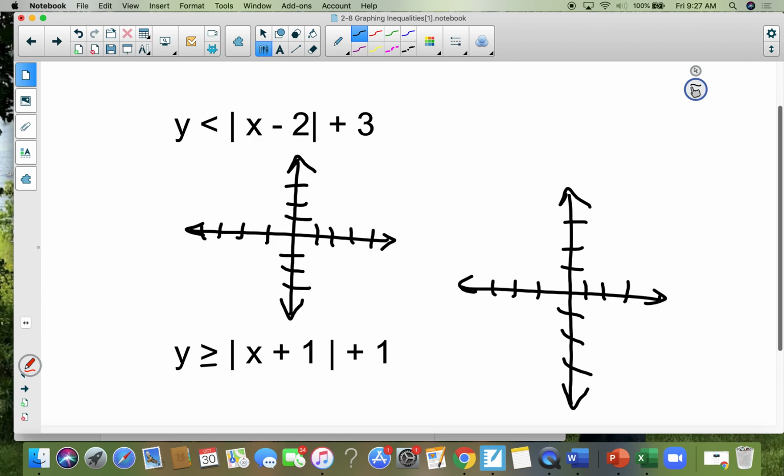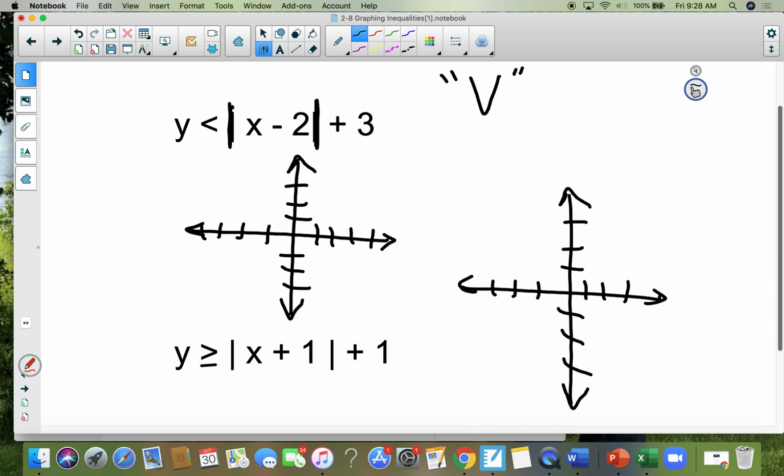Okay, we're moving on here. This is good review from 2.7. Remember how we translated something left, right, up, down? Remember doing that? Well, instead of making a line in the second part, there are absolute values in this problem. You are not making lines, you are making V's, if you guys remember this from 2.7. You're going to make a V.